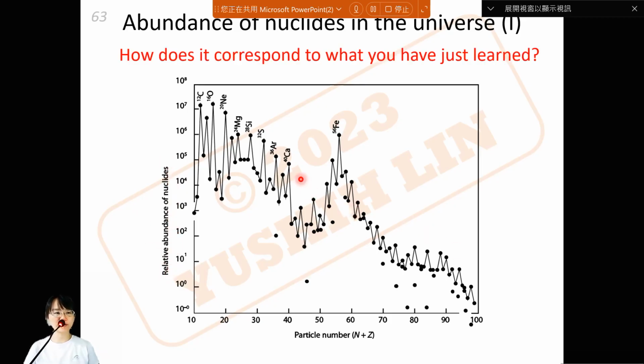What I want to ask first is, how do you explain the zigzag here? And second, how do you explain the peak here?